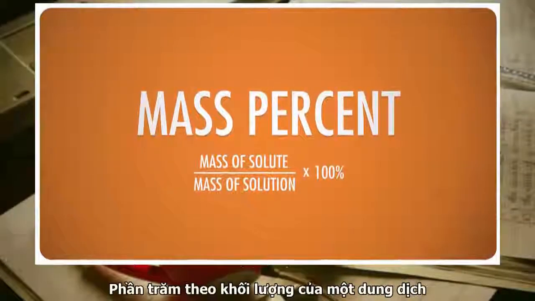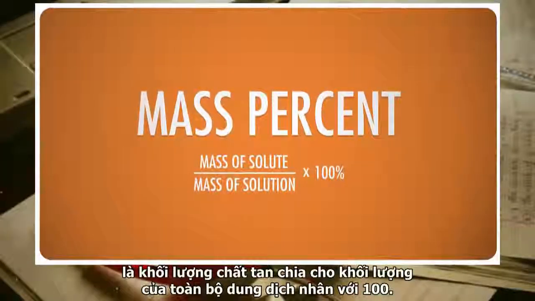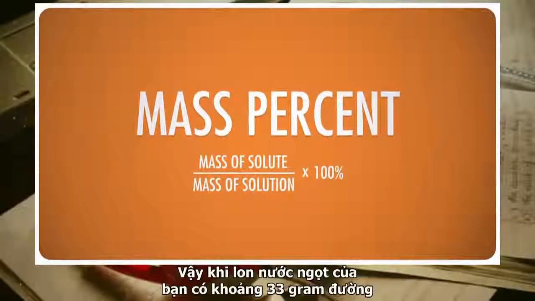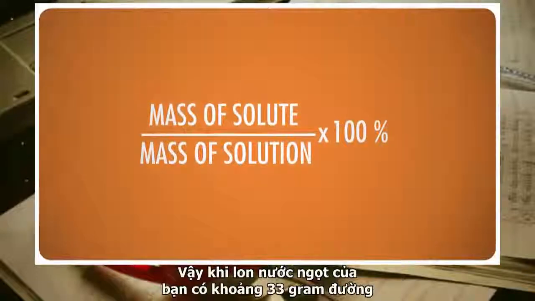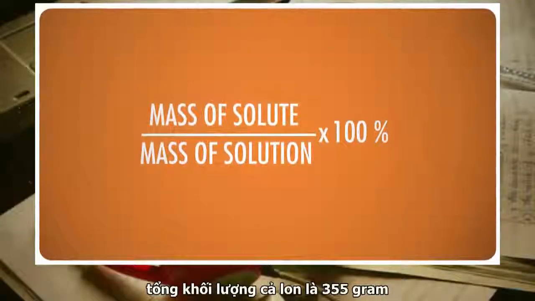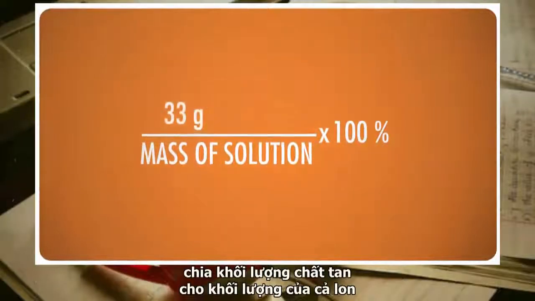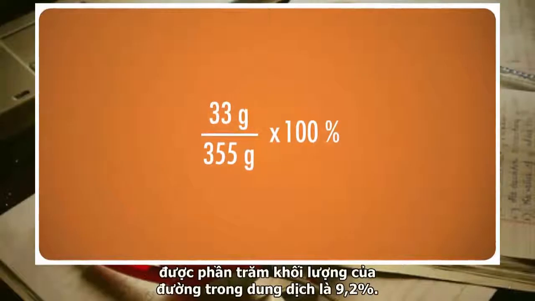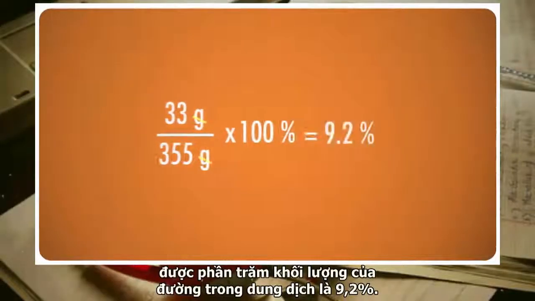The mass percent of a solution is the mass of the solute divided by the mass of the solution, all multiplied by 100. So in a can of your average soft drink, there's about 33 grams of sugar and a total mass of 355 grams. Divide the mass of the solute by the mass of the whole thing times 100, and the mass percent of the sugar in solution is 9.2%.